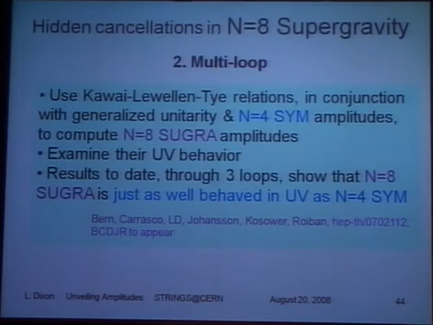But probably a more direct way to do it is to go to the multi-loop case. And in this case, we can use these Kawai-Lewellen-Tye relations to make these computations more efficient, because doing it directly in N equals 8 supergravity is a formidable task. And the bottom line is that through three loops, the N equals 8 supergravity amplitude has the same ultraviolet properties as N equals 4 super Yang-Mills. So there's no example yet of an amplitude in which this theory behaves any worse.